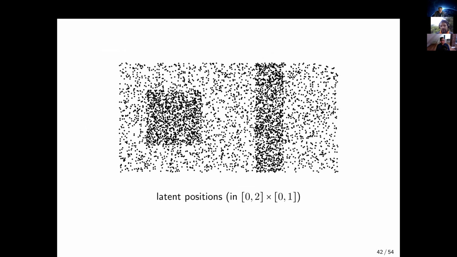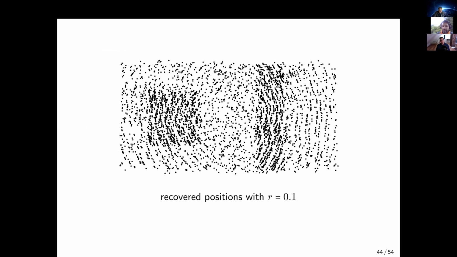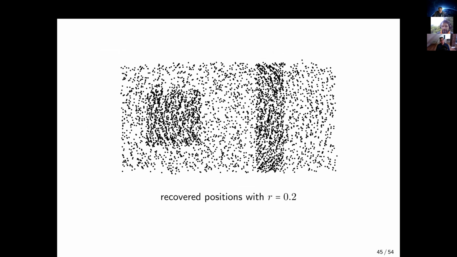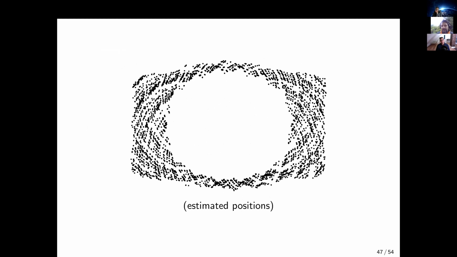This is a proof of concept. Those are the latent positions, and this is what we recover with various values for r. And as before, convexity is crucial, because if these are the latent positions, so they're not dense in their own convex set, then those are the estimated positions. That's essentially the best we can do here with the graph distances.